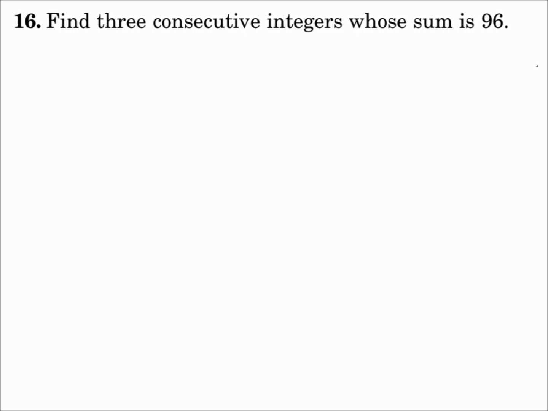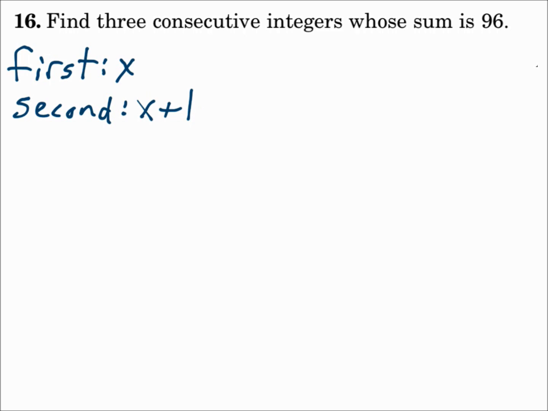Since we don't know the first one, let's call it x. Since they're consecutive integers, the second one is one more than x, so we'll call it x plus 1. The third one is one more than the second one, and it's actually 2 more than the first one. We'll call it x plus 2.